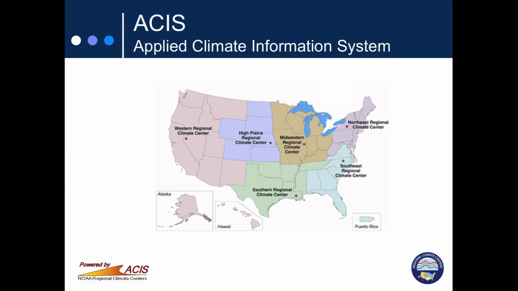ACIS is the Applied Climate Information System. It has been developed by the Regional Climate Center program over the last several years. The purpose of this webinar is to give users an overview of the ACIS system.